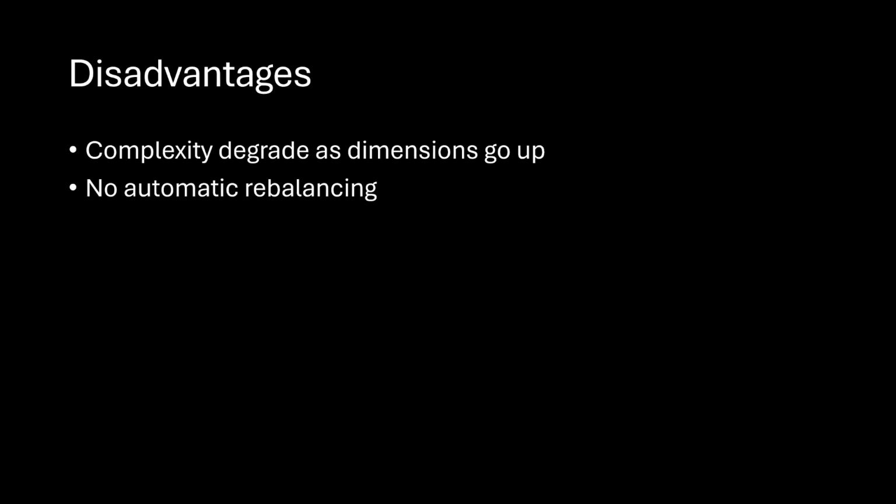Some disadvantages: the complexity goes up. In this case, performance degrades because it's not as fast as dimensions go up. So the more dimensions, the slower it's going to be. And as of my research, there's no automatic rebalancing like the AVL tree in the binary search tree. That's it.